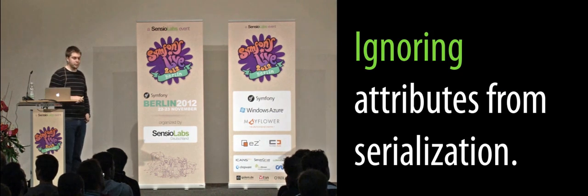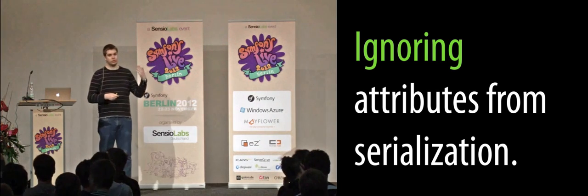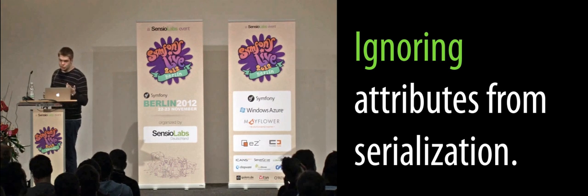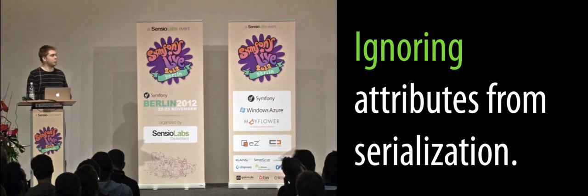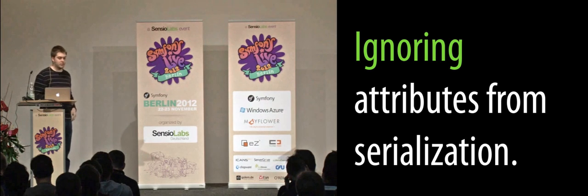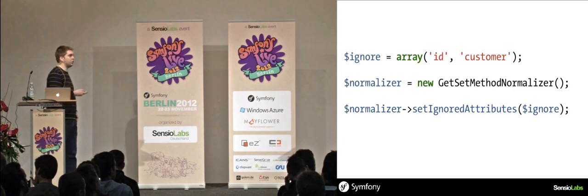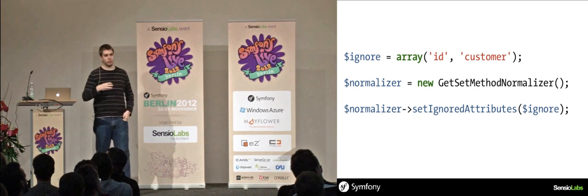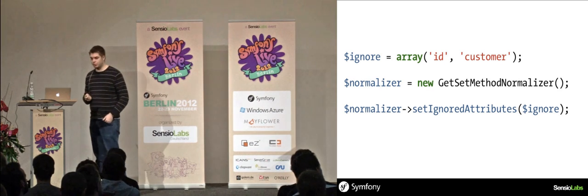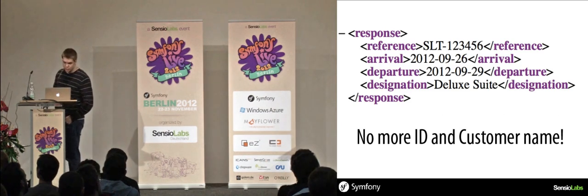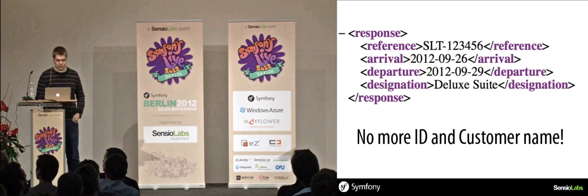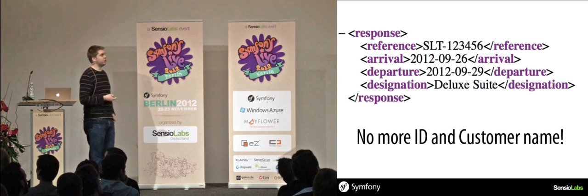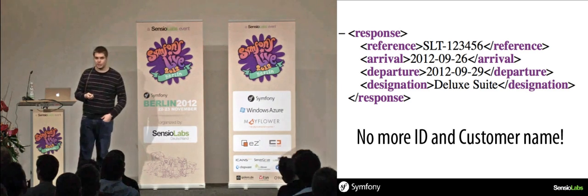You can also ignore some attributes from serialization, because by default the serializer component reads all your getter methods. It calls all your getter methods, but sometimes you don't want to expose your whole object. So you can add this method on the normalizer, setIgnoredAttributes, and you just pass a list of properties you want to ignore. So I want to ignore the ID and customer properties of my booking object. So when I serialize my object, I will not have these ID and customer tags.